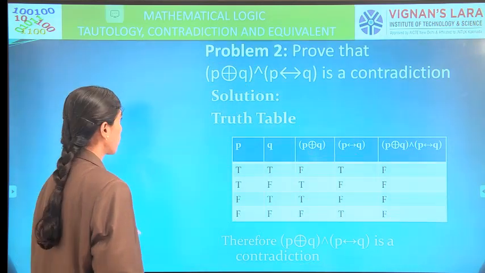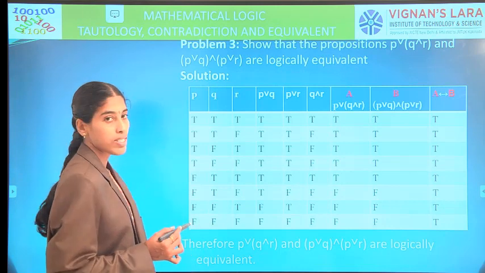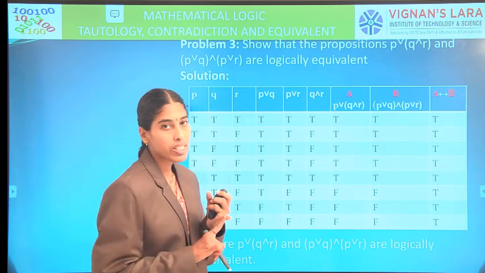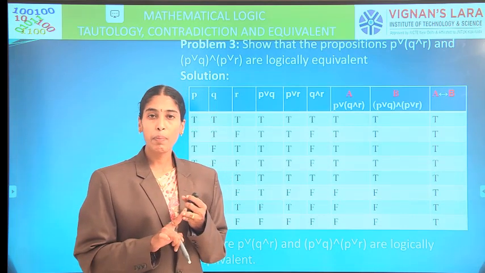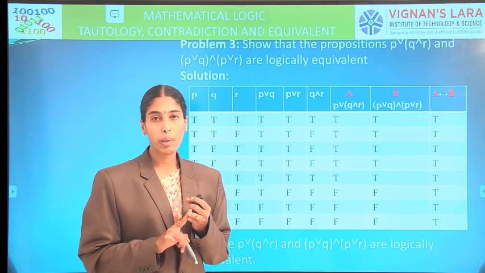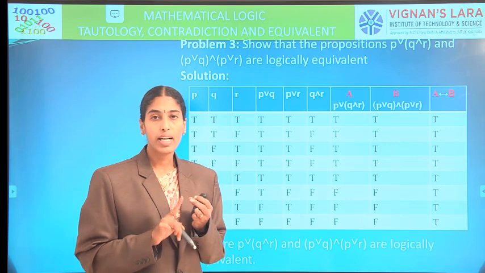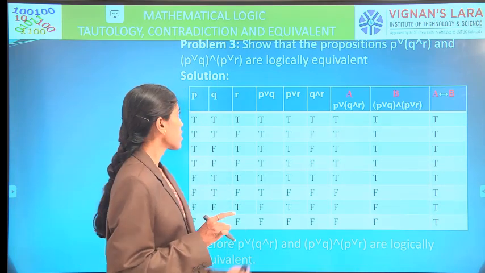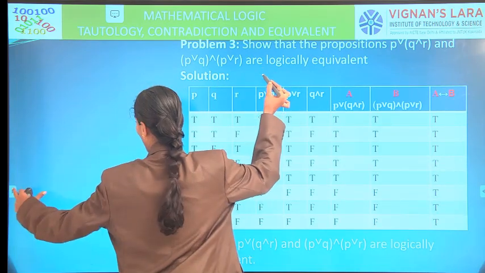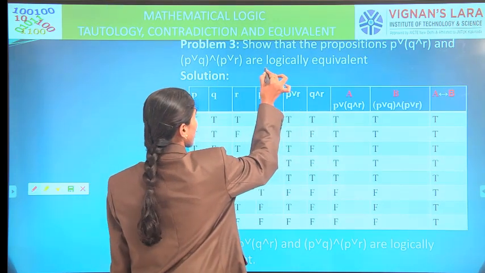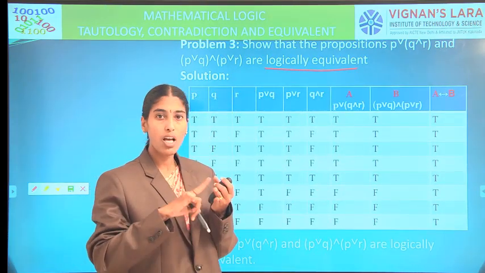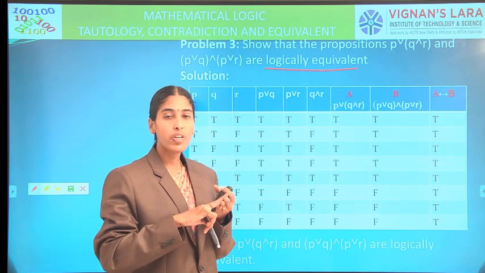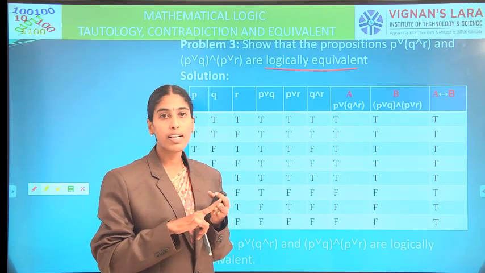Next we see one more example. In the first problem, we discussed whether the given proposition is a tautology or not. In the second proposition, we discussed whether the given proposition is a contradiction. In the third example, we discuss whether the given two propositions are logically equivalent or not. First one tautology, next contradiction. Now we discuss the problem on logical equivalence.